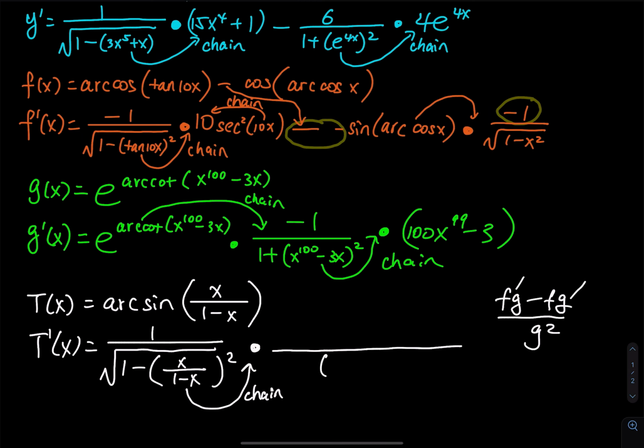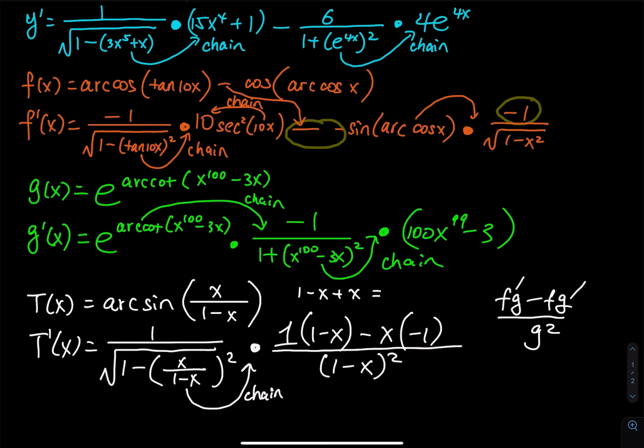So you have to square the 1 minus x, squared. f prime, the derivative of the numerator, times the denominator minus the numerator times the derivative of the denominator. This one, the top is 1, right? Minus x, and then plus x, so the top is just equal to 1. So the top is just equal to 1. Right, you can just simplify the top.